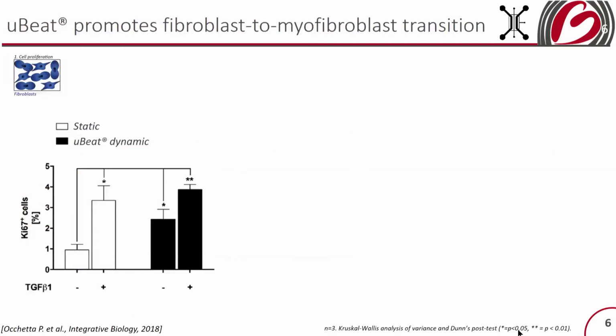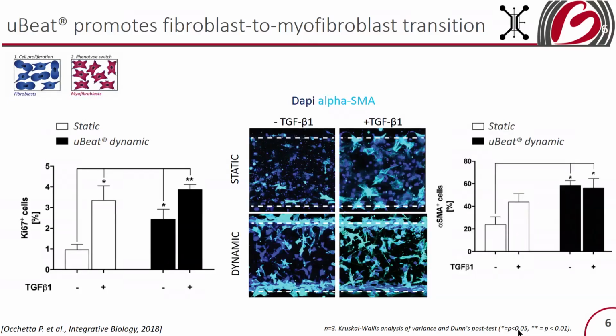We followed all the different steps of the pathology. We could first see that, in a similar fashion to TGF-beta1 stimulation, our mechanical stimulation could induce and enhance fibroblast proliferation, but also a switch in phenotype from fibroblast to myofibroblast. As you can appreciate from this immunofluorescence, with TGF-beta1, cells start to express alpha-SMA, which is a key marker of myofibroblasts, but this is even enhanced in the presence of mechanical stimulation, even if TGF-beta1 is not in the model anymore.